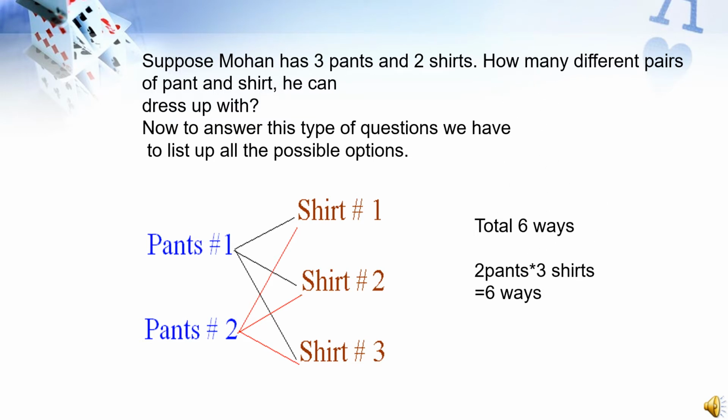If you observe, total pants were 2, total shirts were 3. So 2 into 3, total 6 ways we can select the combination of pant and shirt.